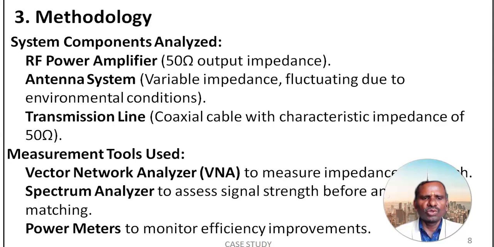The measurement tool used is a vector analyzer, which is used to analyze the frequency at which we have larger signal strength, and to measure impedance mismatch. A spectrum analyzer is used to measure signal strength before and after the matching. So the vector analyzer and spectrum analyzer were used to identify at which impedance it is matched. Then power meters are used to monitor the efficiency improvement.